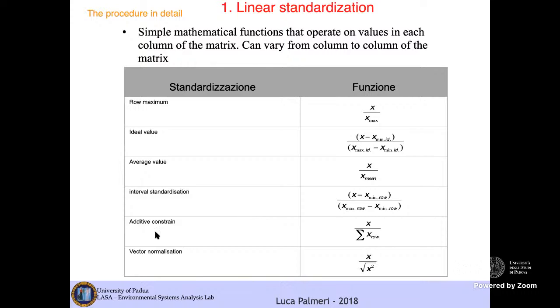Or then you may employ an additive constraint, so you may divide by the sum of the row, or you may employ a vector normalization. So you may, for example, divide by the norm of a vector representing the criteria.